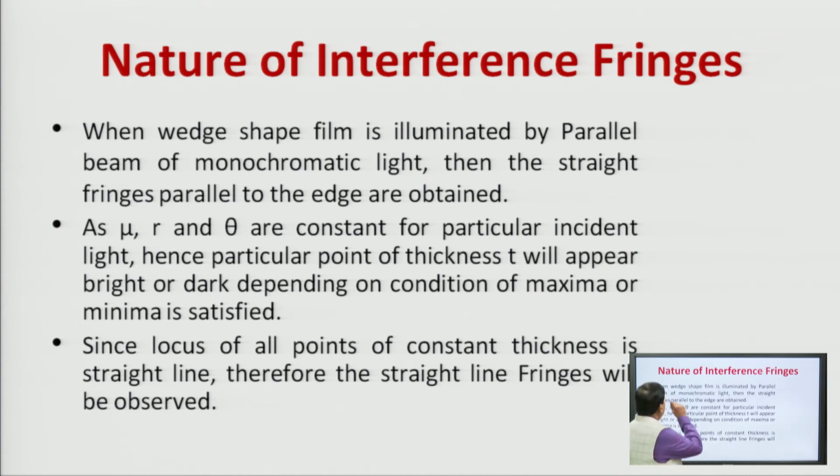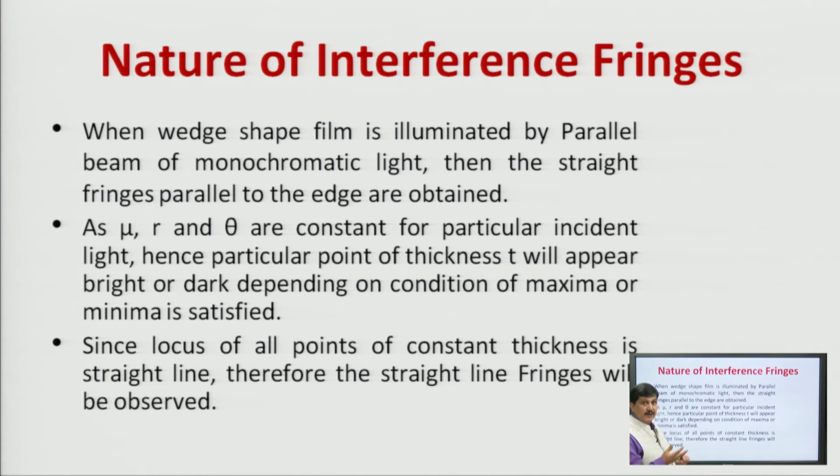Now, the nature of interference fringes: how the fringes look in wedge shape thin film interference, the shape of the fringe. When a wedge shape film is illuminated by a parallel beam of monochromatic light, then straight line fringes parallel to the edge are obtained. We get straight fringes parallel to the edge.